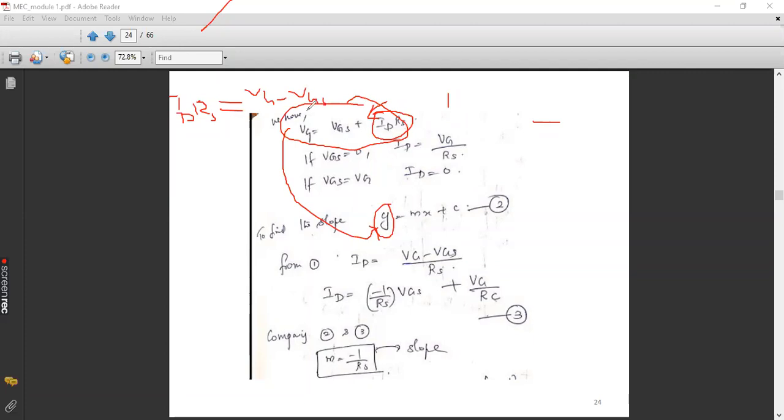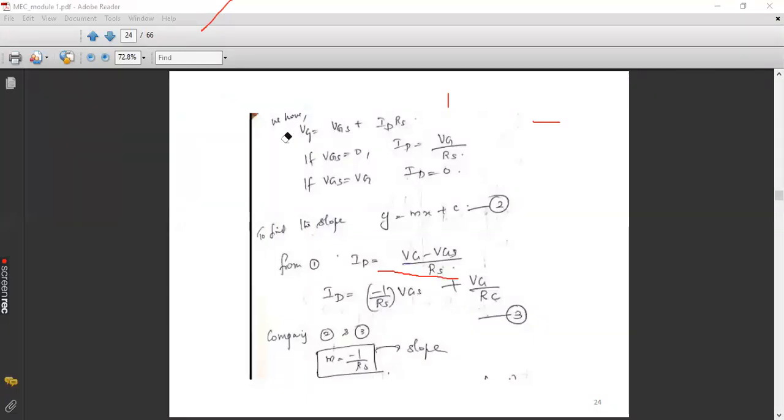IDRS is equal to Vg minus VGS, from which you can rewrite ID. So ID is equal to Vg minus VGS whole divided by RS. Now you will split this RS among the two terms of the numerator, because RS is applicable to Vg as well as VGS.